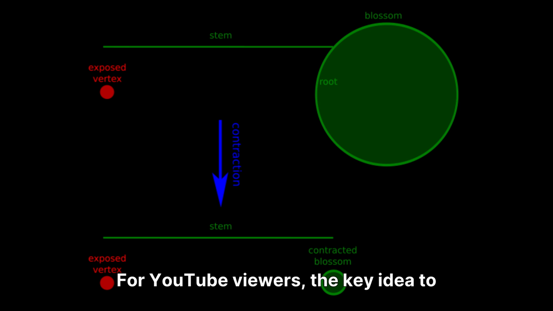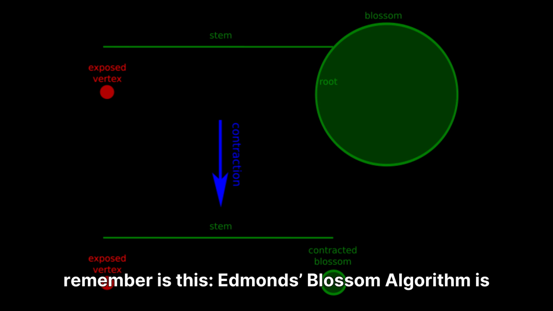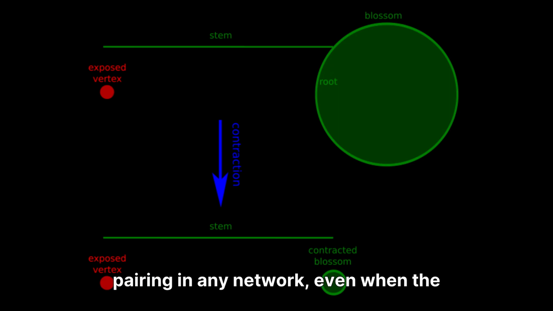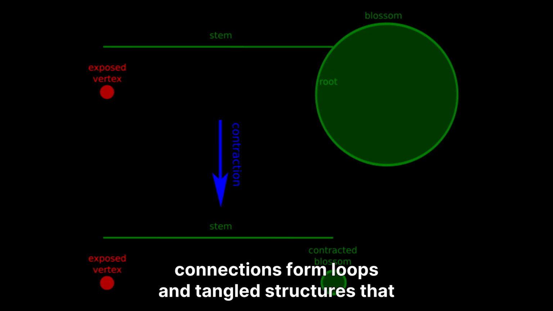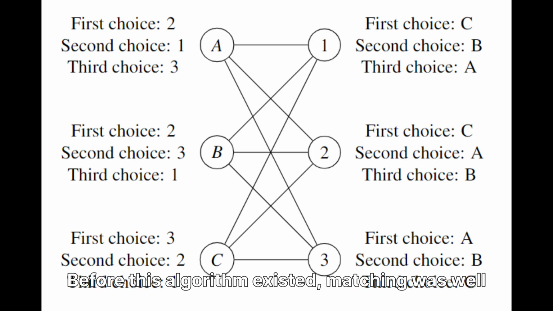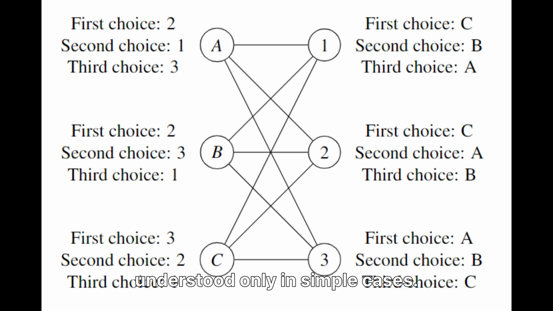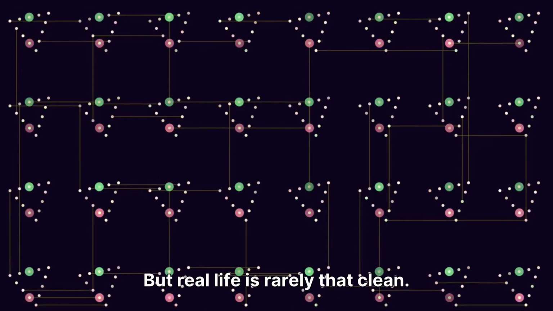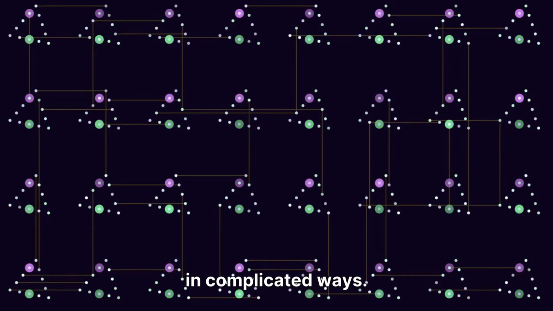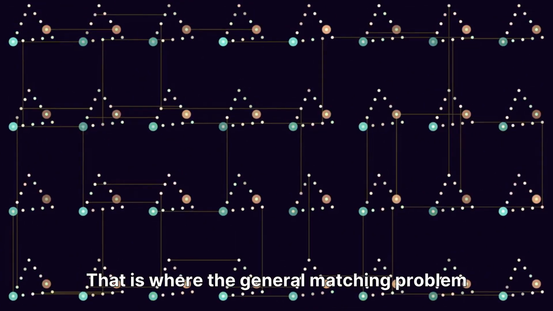For YouTube viewers, the key idea to remember is this. Edmonds Blossom Algorithm is a method that finds the best possible pairing in any network, even when the connections form loops and tangled structures that break simpler methods. Before this algorithm existed, matching was well understood only in simple cases. If the network could be split into two clear sides, like workers on one side and jobs on the other, then matching was relatively easy. But real life is rarely that clean. Often, everything can connect to everything else in complicated ways. That is where the general matching problem appears.